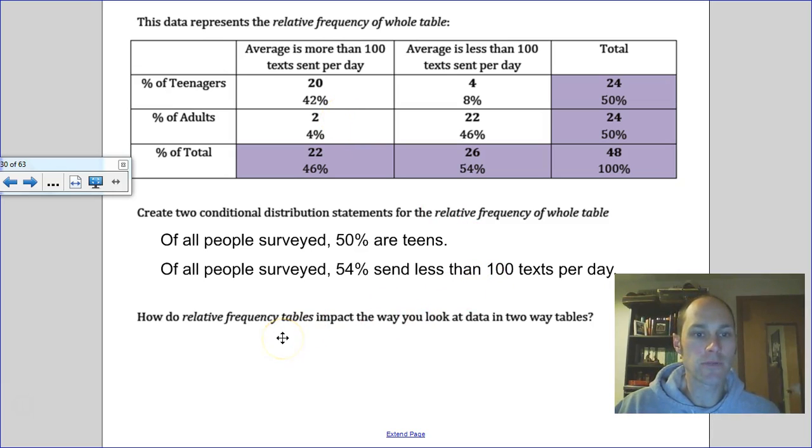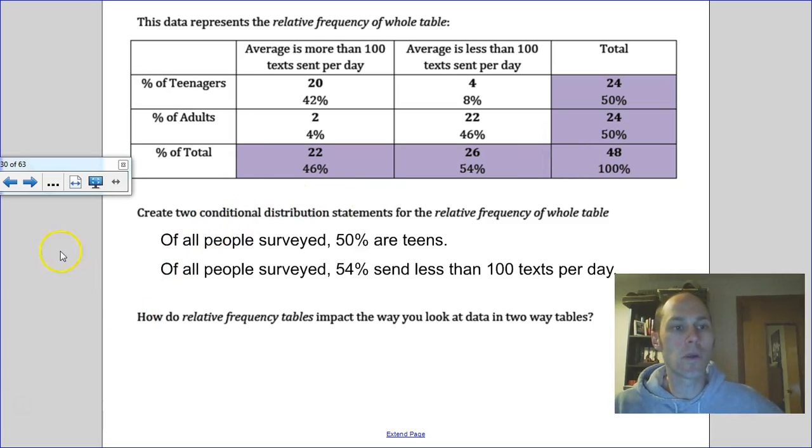So the final question: how do relative frequency tables impact the way you look at data in two-way tables? Well, some of the things that I noticed is that I tend to look closer at the conditional frequencies, at the relative frequencies of each row or each column, to try to gather more information based off of who's answering what in a survey, or which particular group prefers what, as opposed to just the overall percentages. And you can glean more information based off of what each particular group is doing and understand it a little bit better.